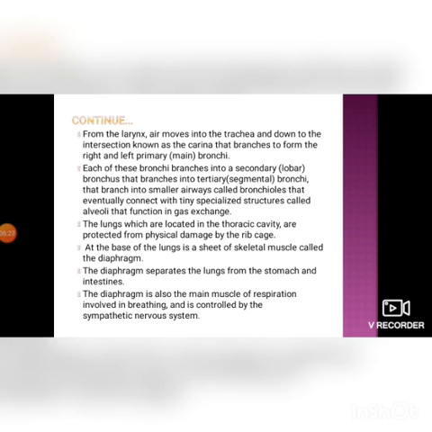The diaphragm is also the main muscle of respiration involved in breathing, and it is controlled by the sympathetic nervous system.